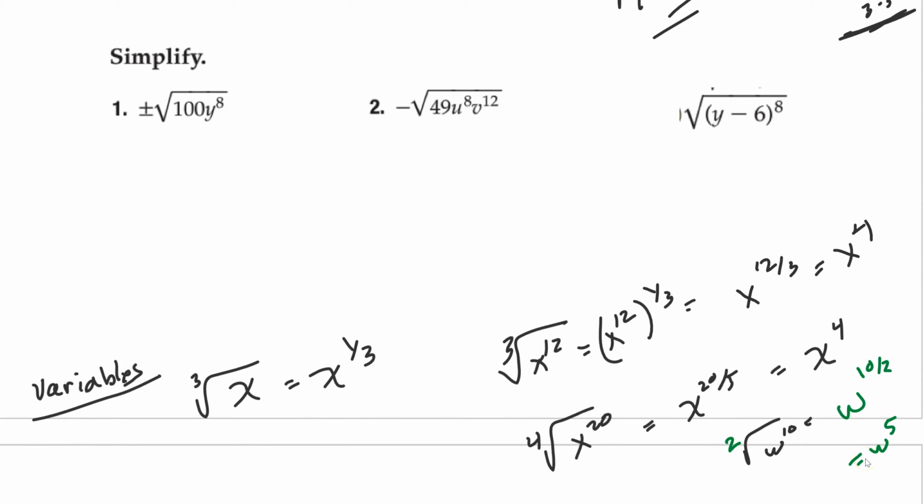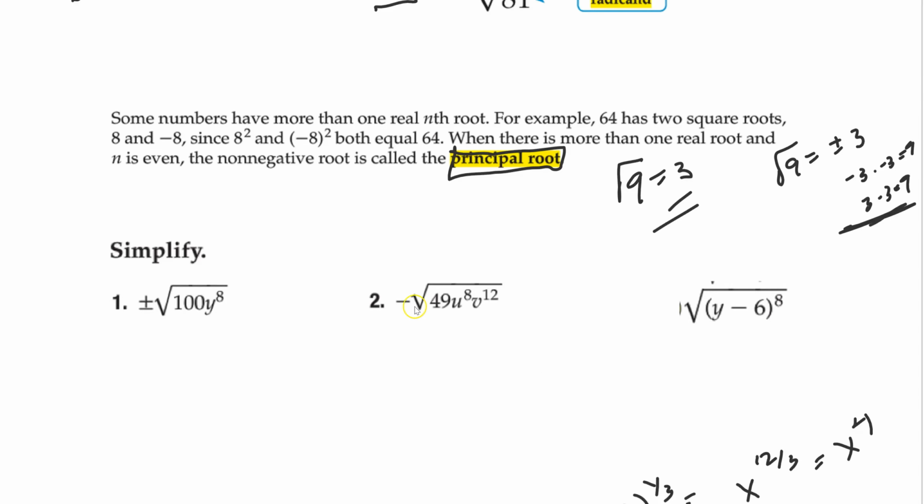So that's how you do variables. You just rewrite the powers, right? Or you just divide the power by the root. So power divided by the root, right? Because that's the way it works mathematically. So let's go up here.